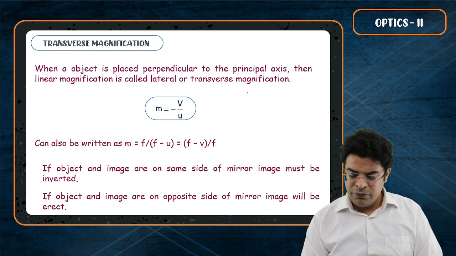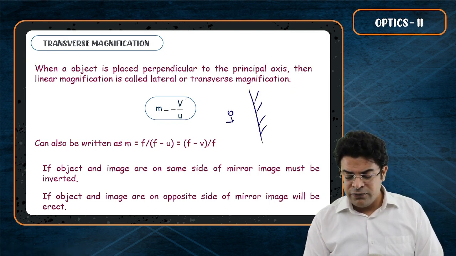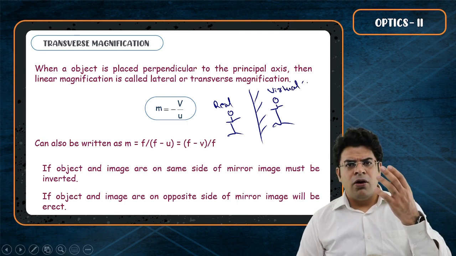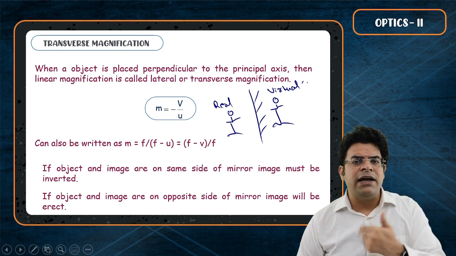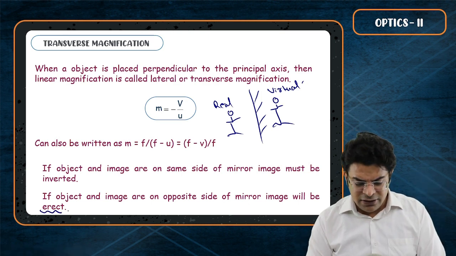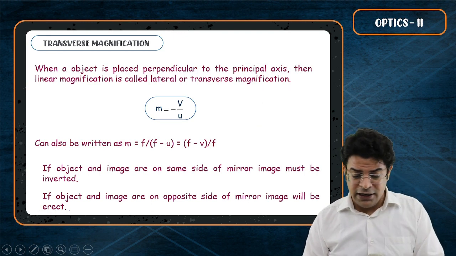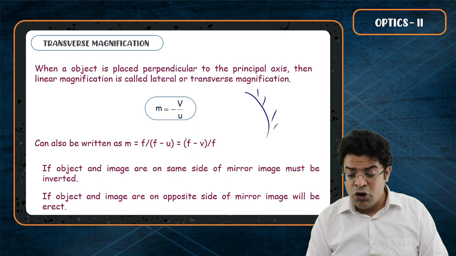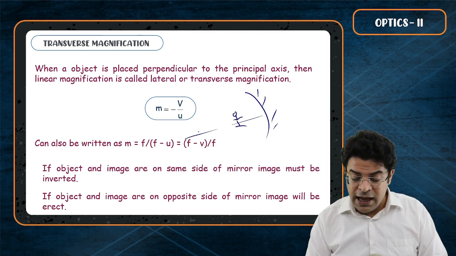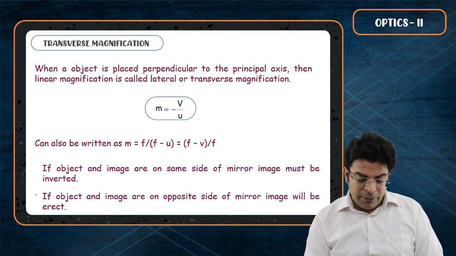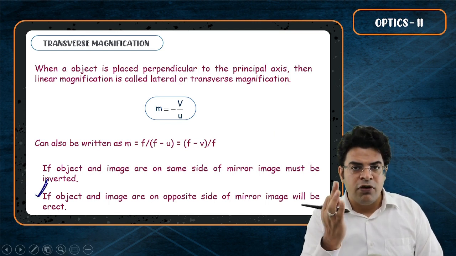So how to remember? Every time I look at myself in a mirror, I see an erect image. I'm a real object and my image is virtual. So just remember that when object and image are on different sides of the mirror, the image is erect, our everyday observation. And what we do not observe every day is me and my image being formed on the same side. That's why I haven't seen my inverted image. Okay, so you can remember this using the everyday example of your plane mirror.